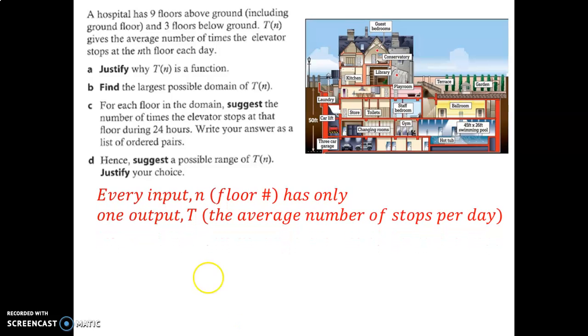Okay, this one's a little strange. It's an interesting situation. For every input, the floor number, there's only one output, the average number of stops the elevator makes. So it's definitely a function. Now, what is the largest possible domain of T of n? Okay, here's what I put, and you might have something a little different, but I said the domain, the number of floors, is an integer. The Z means integer. It's an integer between negative 3 and 8. Negative 3 meaning 3 floors underground, and up to 8 because the ground floor is 0. And then we have 8 more floors above it. So there's our domain.